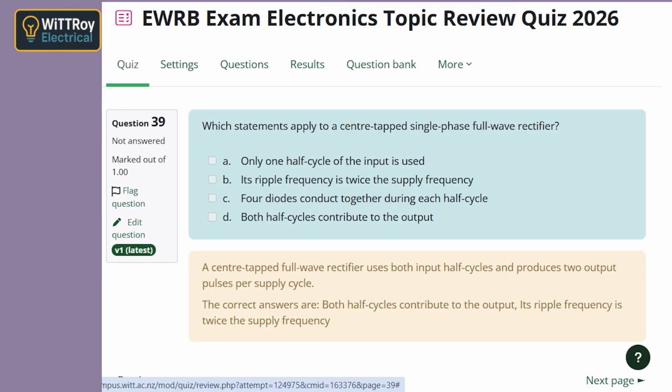This was a multiple answer item. You correctly identified all of these. Both half cycles contribute to the output, and its ripple frequency is twice the supply frequency. Okay, I can use that reasoning if the wording changes in another question.